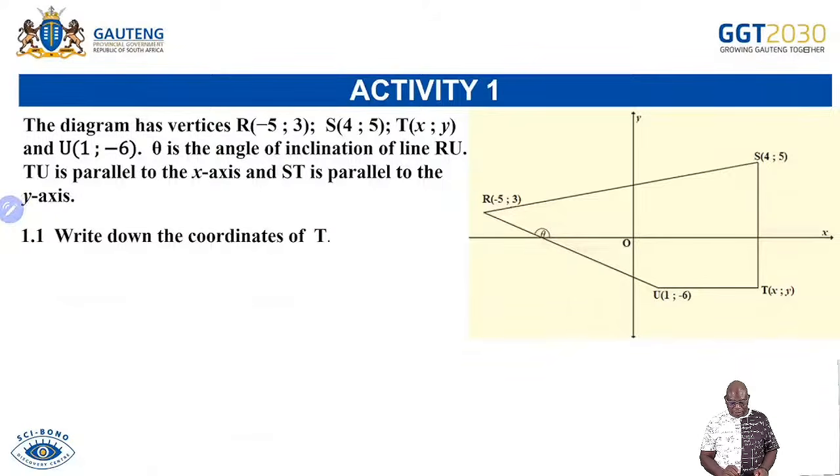Now it says the diagram has vertices R at minus 5 and 3, so we go to R and check, is it minus 5 and 3? Yes. We go to S, which is 4 and 5. T is x and y. U is 1 and minus 6. Now it says theta is the angle of inclination of line RU. So line RU is this one, and here's the theta. Remember, the inclination is the angle between the x-axis and a straight line.